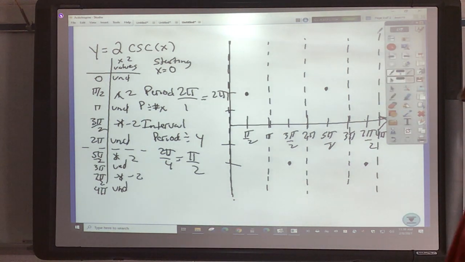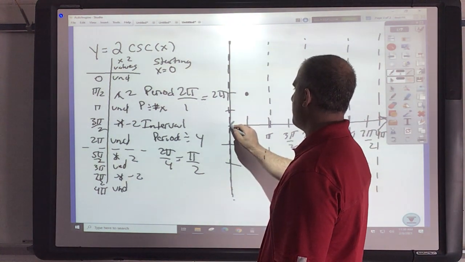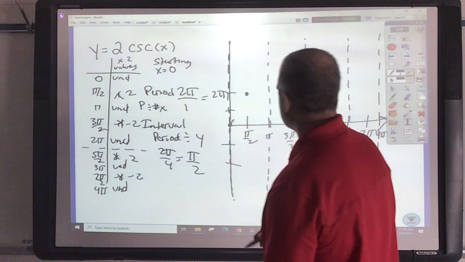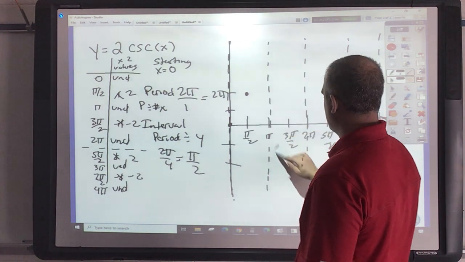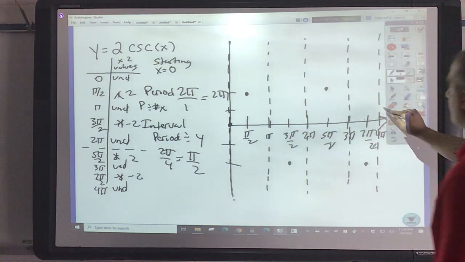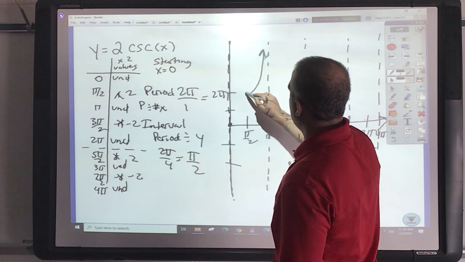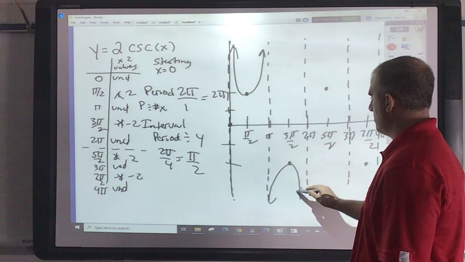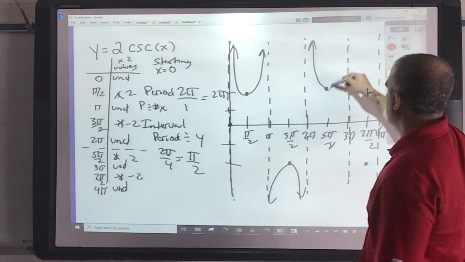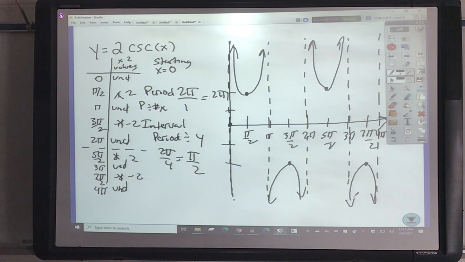Now, what would normally happen here? If we was signed, it would go like this. It would connect throughout that. So the concept is that my graphs would look like this. It would be here, it would be here, it would be here, and it would be here. So that's what the cosecant graph looks like. It looks like parabolas.